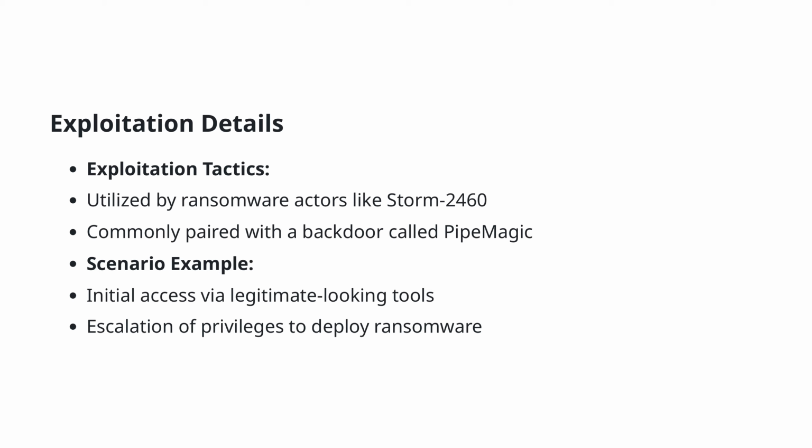2025-29824 highlight how this vulnerability is being actively leveraged by ransomware groups, notably those like Storm 2460. These actors commonly integrate the attack with a backdoor tool known as pipe magic. A typical exploitation scenario involves gaining initial access through tools that appear legitimate, followed by privilege escalation to carry out their ransomware deployment. Understanding these tactics is pivotal for anticipating potential attacks and reinforcing system defenses.